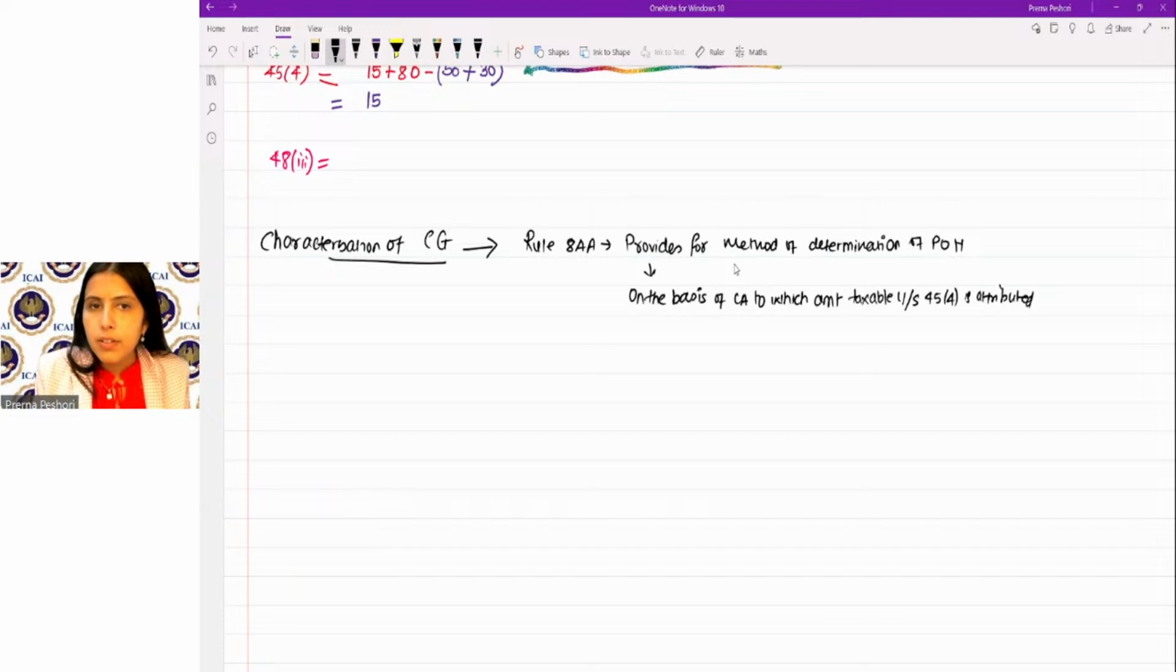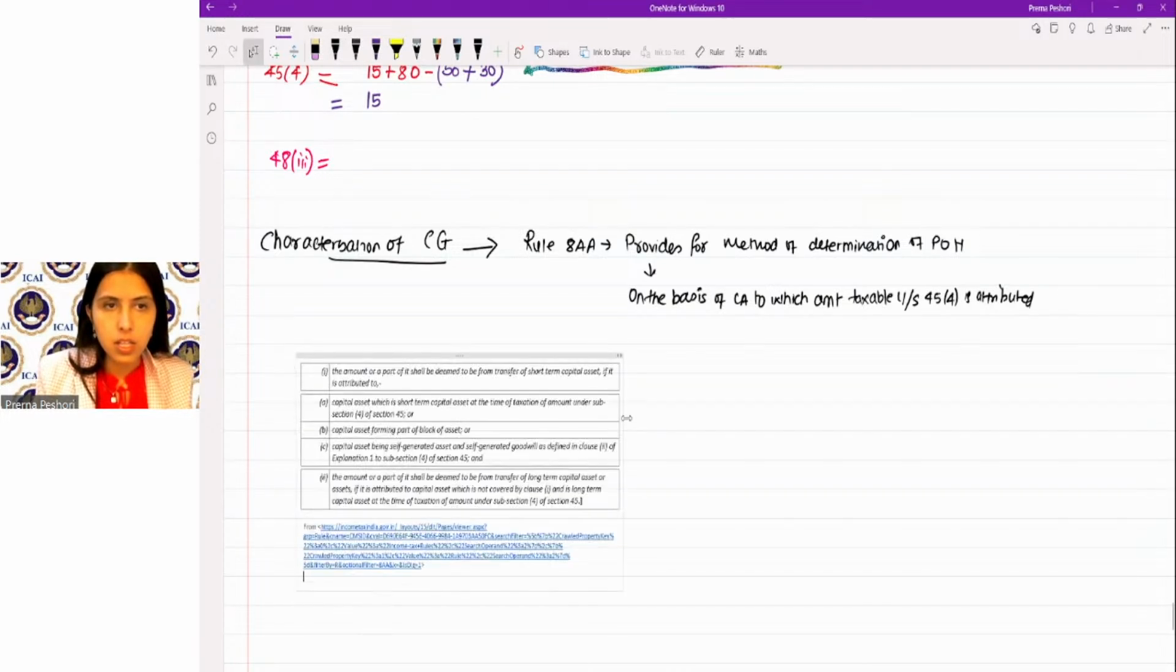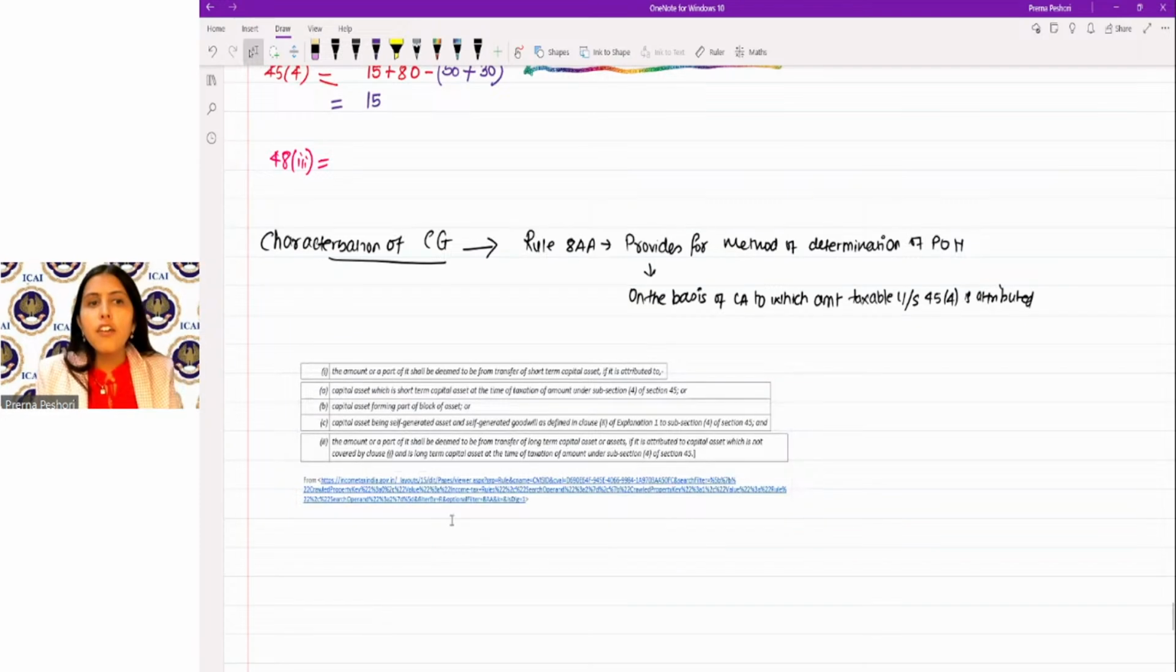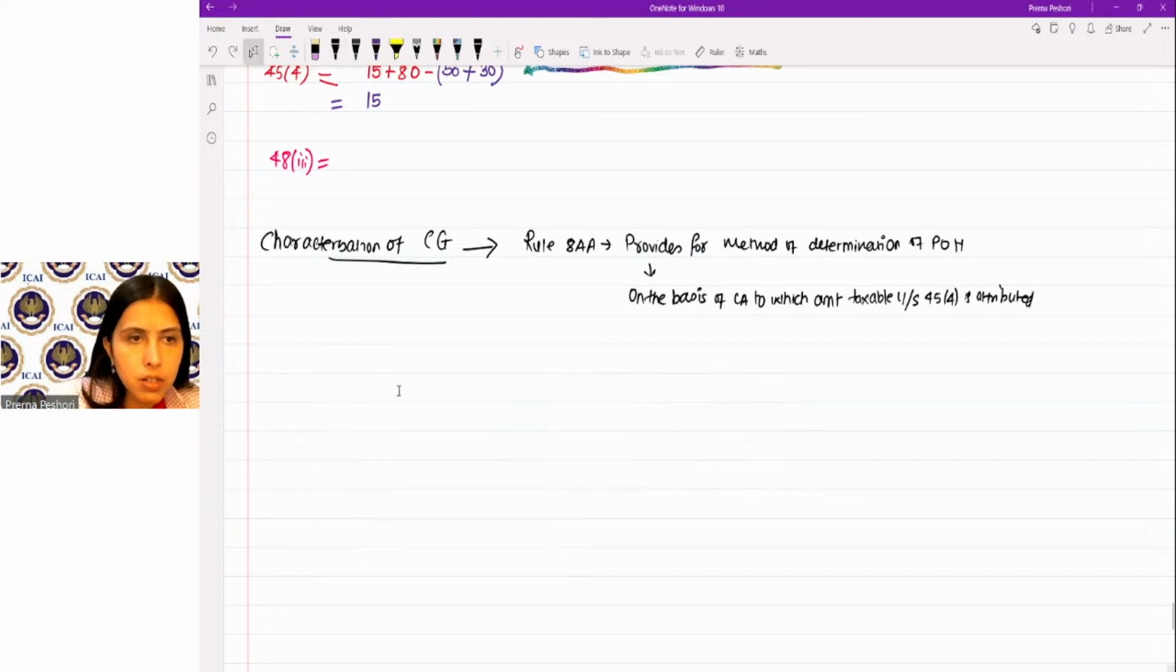What do we mean by that? The rule itself provides that if the amount, let me copy the rule for you. See, if the amount or part of it shall be deemed to be from the transfer of a short-term capital asset. Sorry, this is not copied properly. One second.